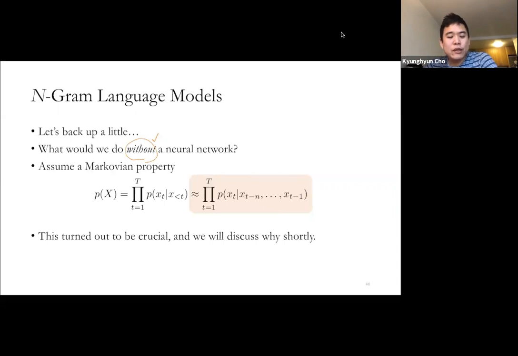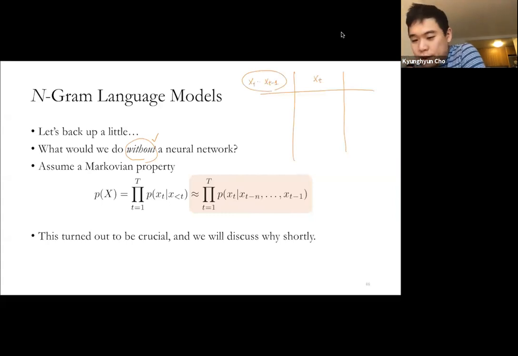One thing that makes it really, really difficult to do without a neural network is that we don't know how to build a table that is going to grow indefinitely. So what do I mean by building a table? At the end of the day, what this language model tells me is that I need to build this kind of table. And in this table, this is all the previous words. And then this is going to be the next word. And then this is going to be a probability.